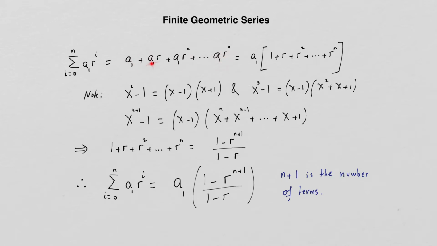So that means there are n plus 1 terms. So the number of terms always goes here. Sometimes you write n, sometimes you write n plus 1 or n minus 5, whatever the number of terms you have, that's what goes here. So this is the sum of a finite geometric series, and it's not that interesting.